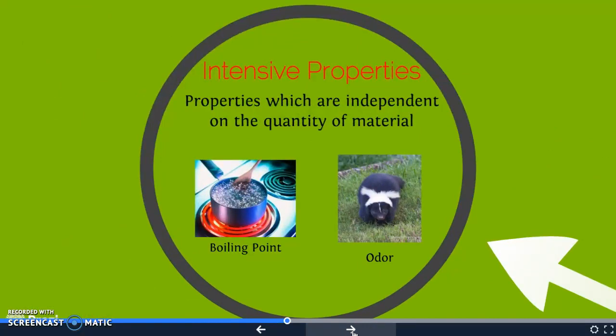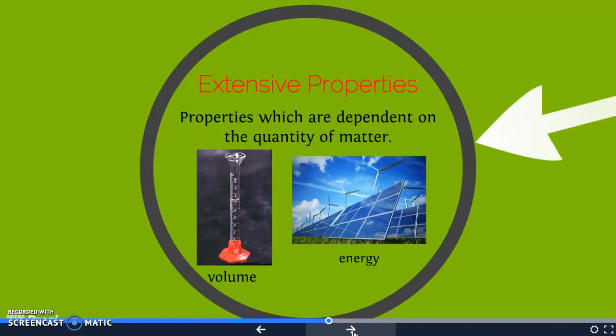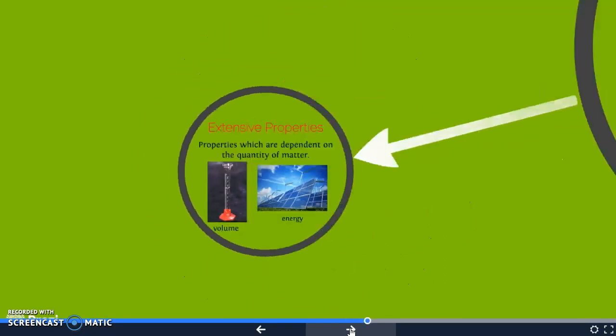There are two kinds of physical properties. Intensive properties are those which are independent of quantity, like boiling point or color or odor. Regardless of how much you have, it's going to have the same value. However, an extensive property does depend on how much matter you have. So the quantity of energy that gets produced, the volume that the matter occupies. More matter, more volume. So extensive properties are not useful for identifying the material, whereas intensive properties are. So when you have to do identification, intensive properties are the only thing you're going to want to use.